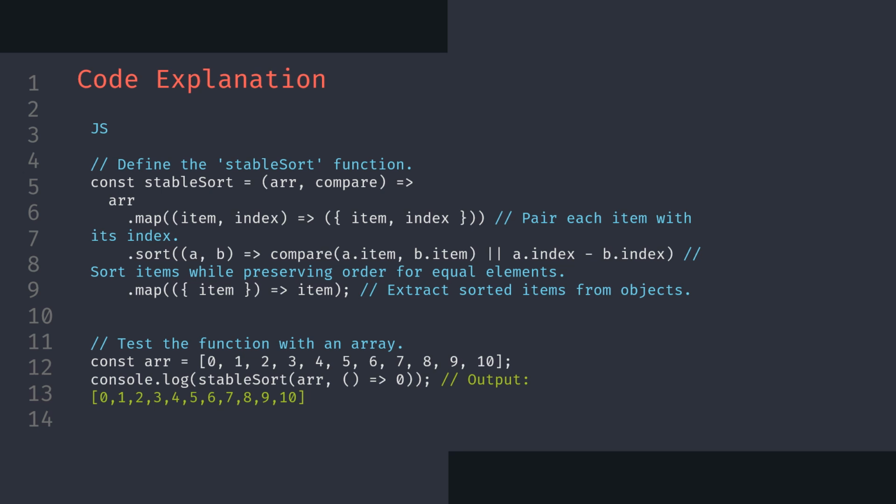This function ensures stable sorting using three steps. First, it maps each item to an object containing its value and index. Then, it sorts the array based on value, using the index to break ties. Finally, it extracts the sorted values and returns them in a new array.